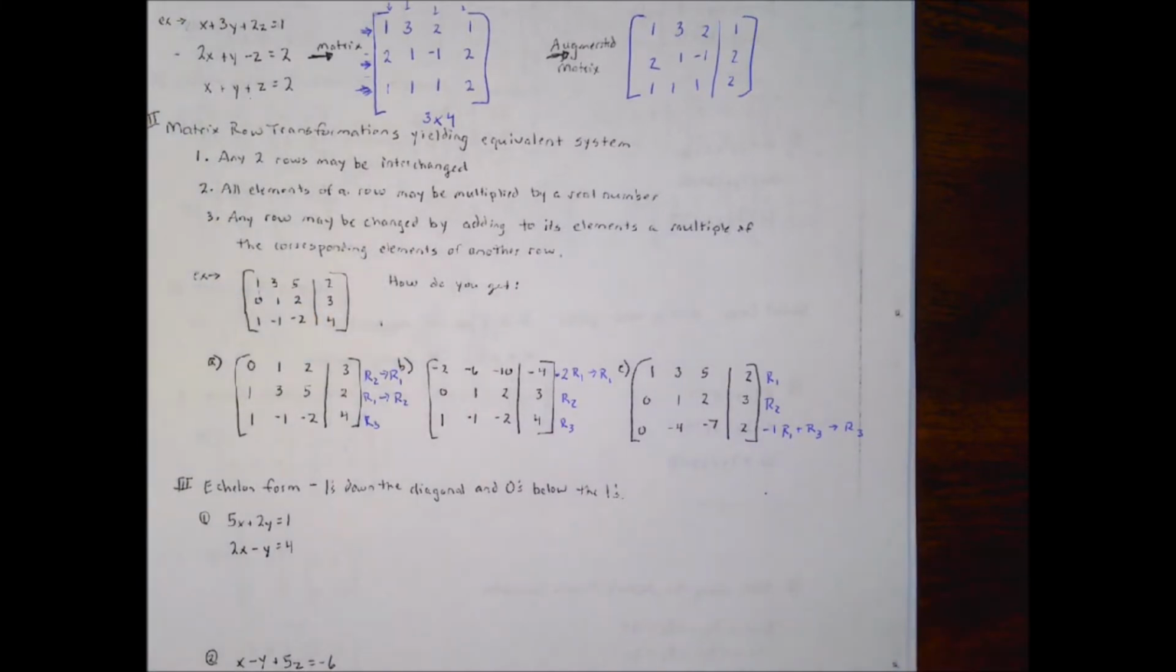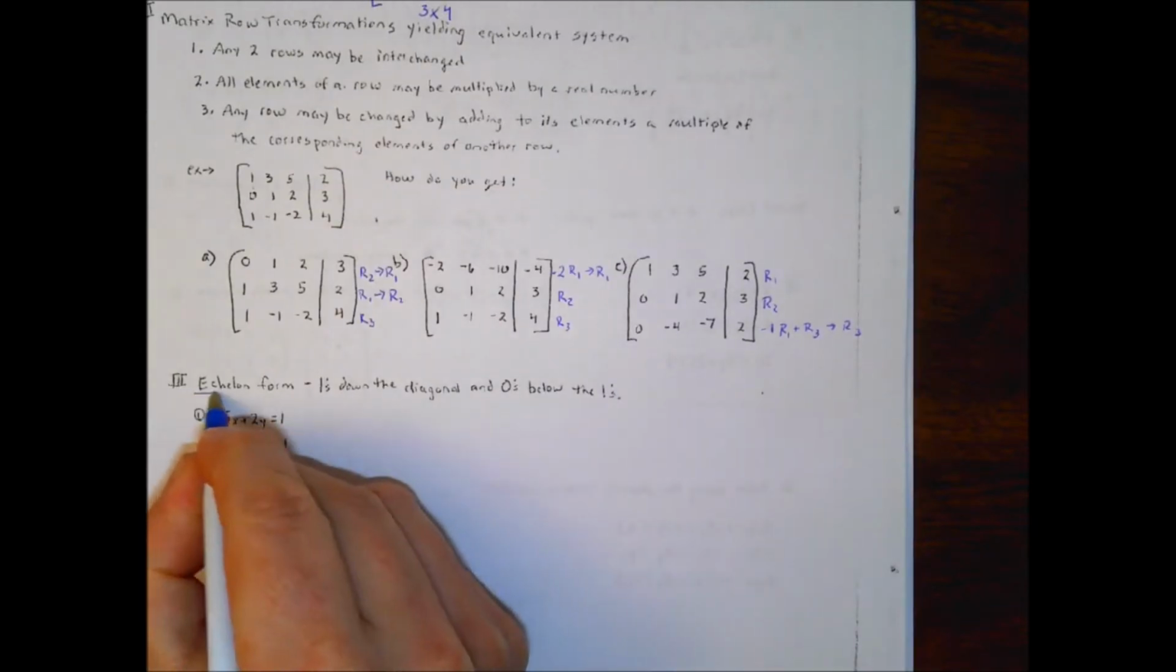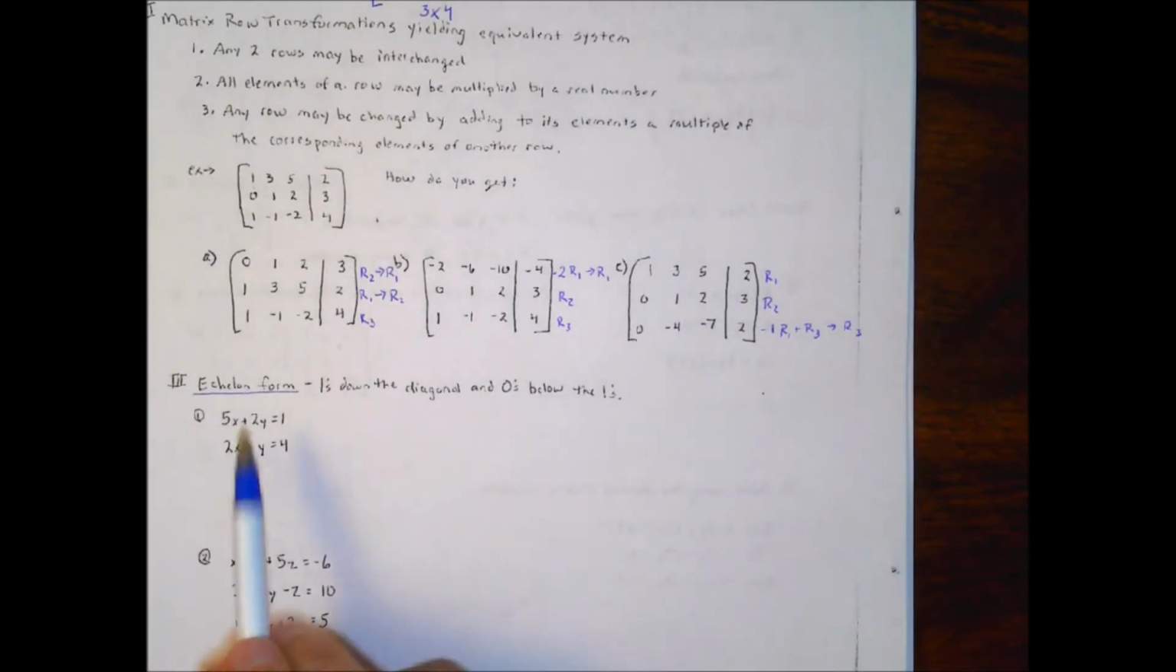Okay, so we can do these three things anytime we want to. And it's still the same equation. Okay, now echelon form. So day 1, we're going to talk about echelon form. And then day 2, we're going to talk about reduced row echelon form.